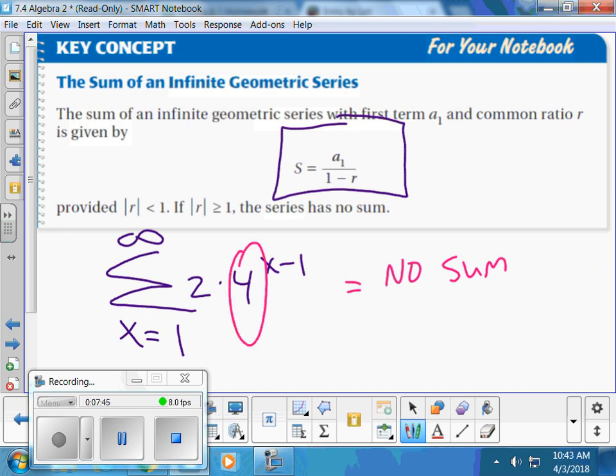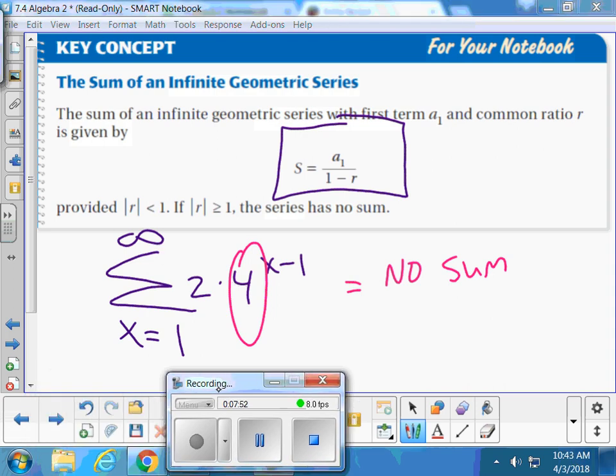Make sense? Makes sense. It's just too big. The numbers would grow too fast. We'll do one that you actually can do.